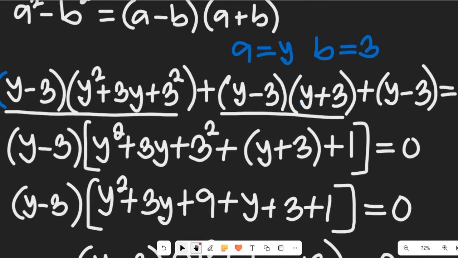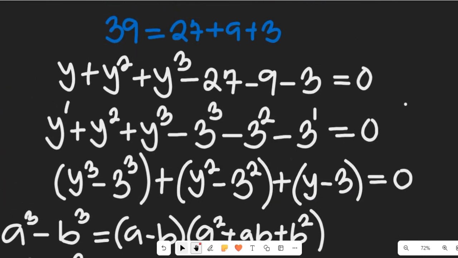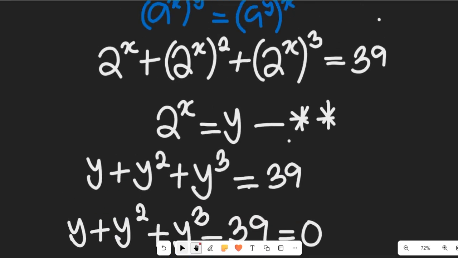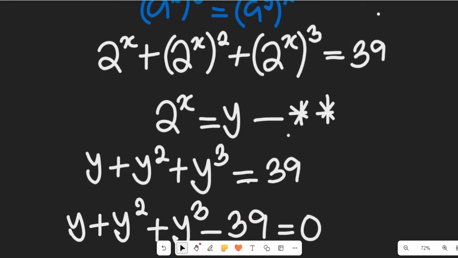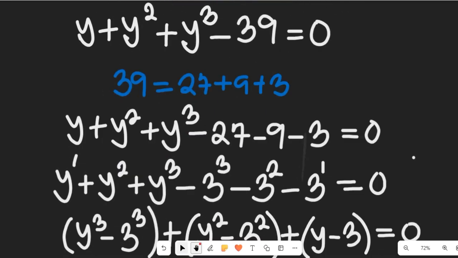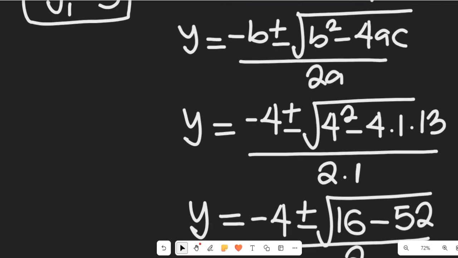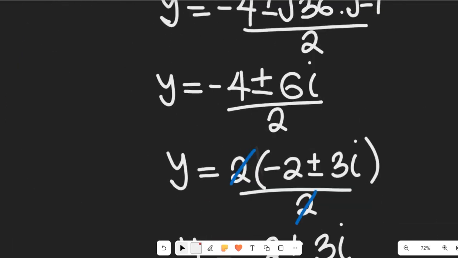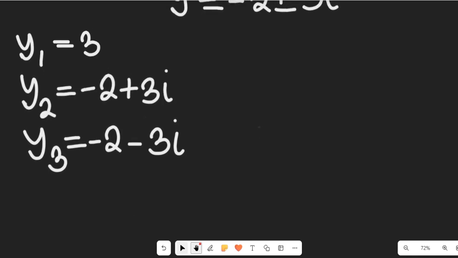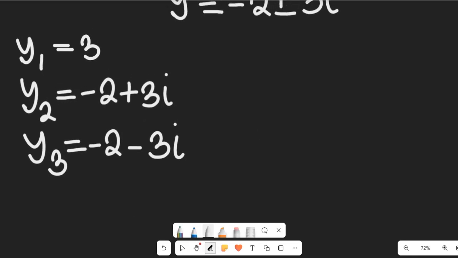Now recall that initially we are asked to find the value of x and not the value of y. So if we are asked to find the value of x, remember we took the value of 2 to the power of x to be equal to y. So we're going to find the value of x from the values of y we have gotten. Here we have two complex values and one real value for y.